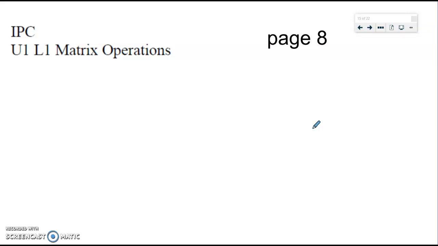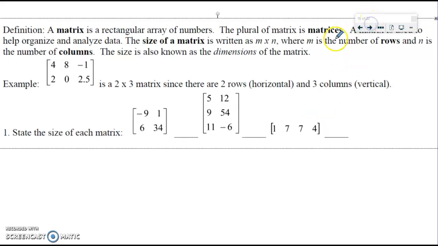In order for us to do that first, though, we kind of have to be able to identify what a matrix is. Okay. A matrix is a rectangular array of numbers. The plural of matrix is matrices. So if I look here, this is a rectangular array of numbers. I got 4, 8, -1, 2, 0, 2.5. It's a way to organize numbers.